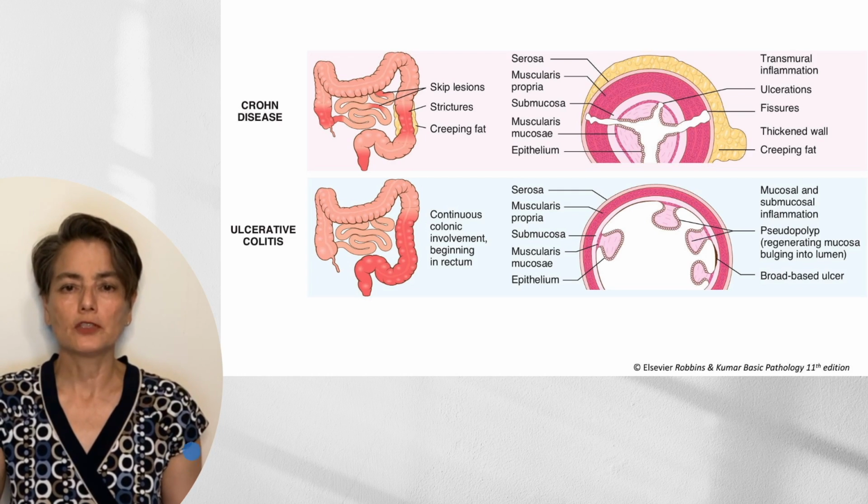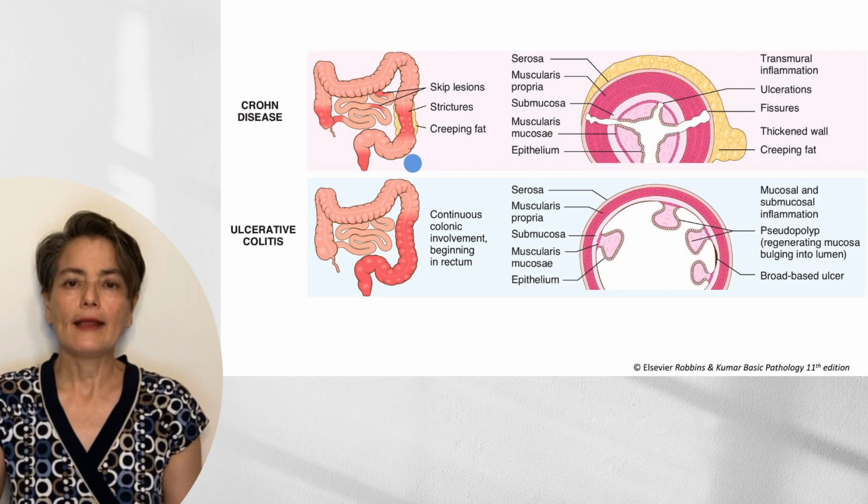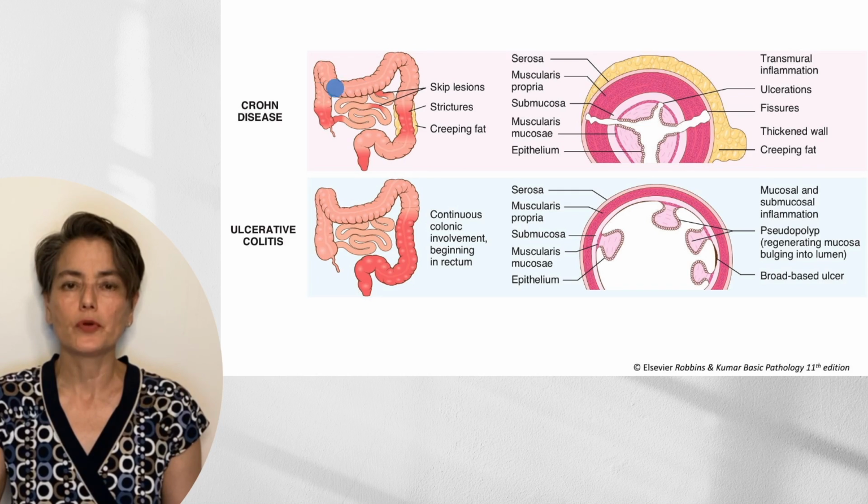So as I mentioned, ulcerative colitis is restricted to the rectum and colon, and furthermore, you'll appreciate that we have continuous involvement. We contrast that with Crohn disease, in which you can see anywhere in the GI tract is involved, and that instead of continuous involvement, we have interspersed areas of healthy mucosa with these lesions, and so these are referred to as skip lesions.